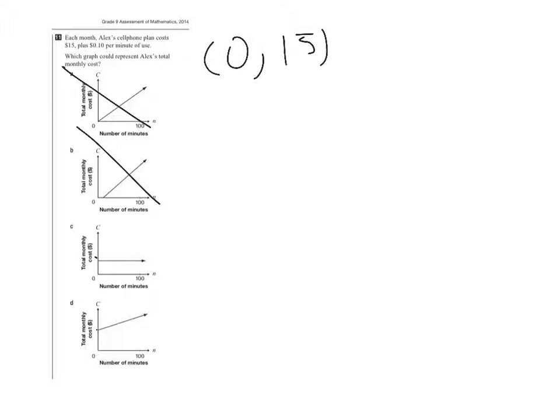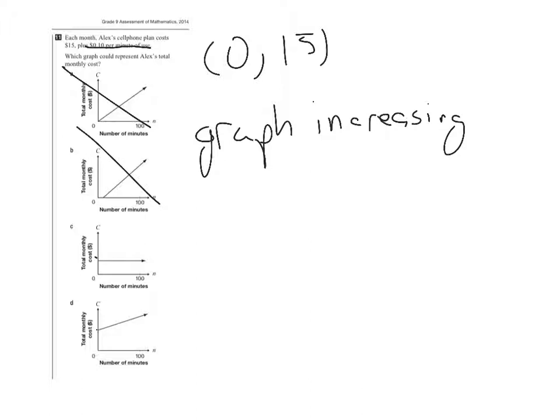Another piece of information is he spends 10 cents per minute of use, which means the more time he spends on the phone, the more money he spends. So I know my graph is increasing. Okay, which means I know it's D, and it cannot be C, because C means he's paying $15 regardless of how much time he spends on his phone.